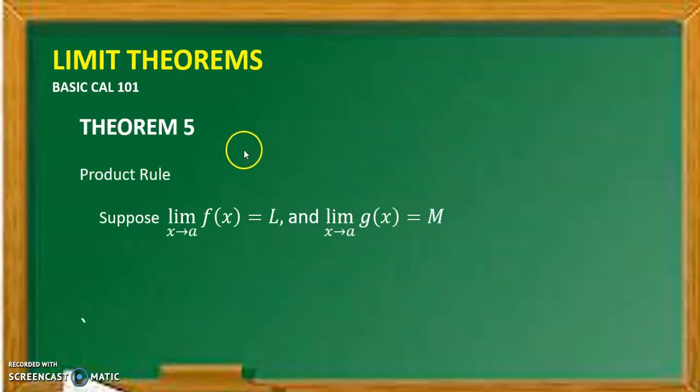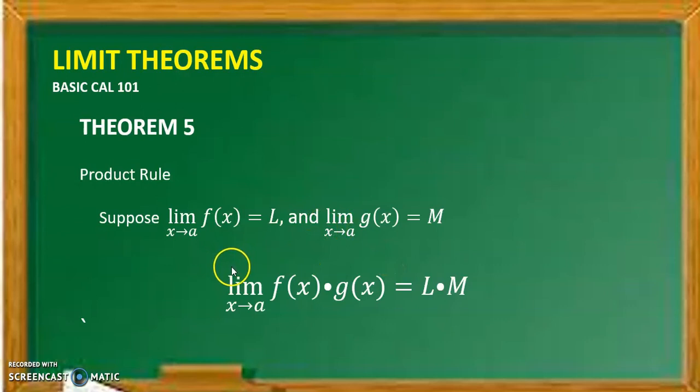Next would be theorem number 5, or the product rule. So, ano yung sinasabi dito? Suppose the limit of f of x when x approaches a is equal to L, and the limit of g of x when x approaches a is equal to m. Therefore, sabi niya, the limit of f of x times g of x when x approaches a is equal to the limit L times the limit m. Ibig sabihin lang yan, the limit ng unang function, i-multiply mo lang din sa limit ng second function.